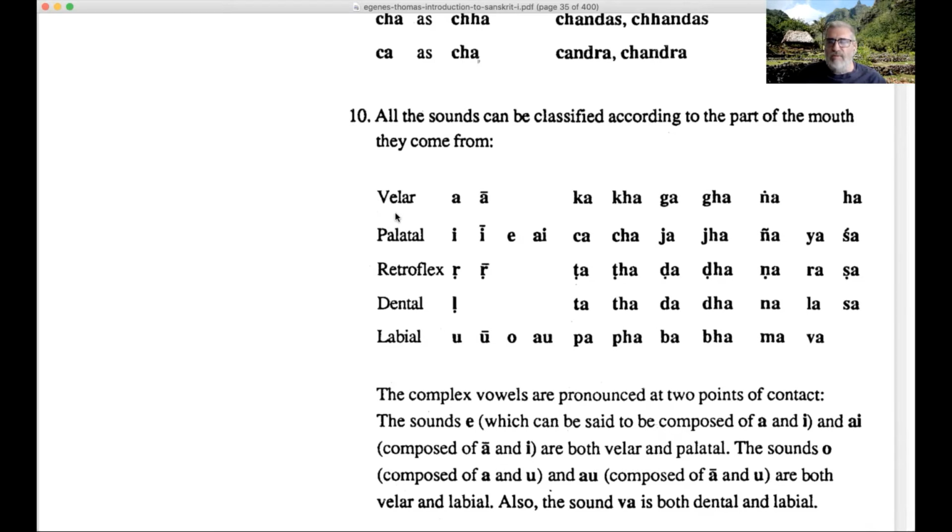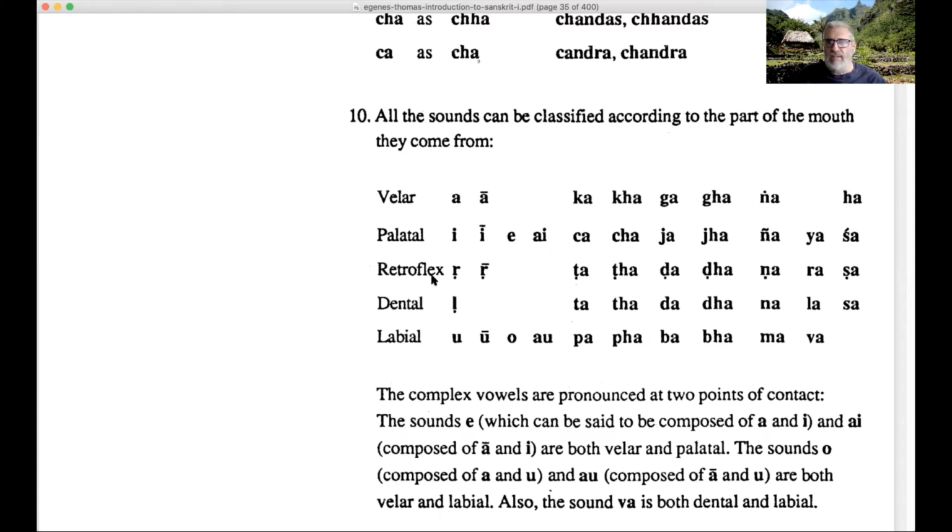He calls it velar. Let's call it guttural. So we have ka, kha, ga, gha, na, and ha. These are all considered guttural letters. Palatal: i, ai. Panini says something else about ai and au, but anyway, he puts them there as palatal. Then i, cha, chha, ja, jha, nya, the semivowel ya, and the sibilant sha.